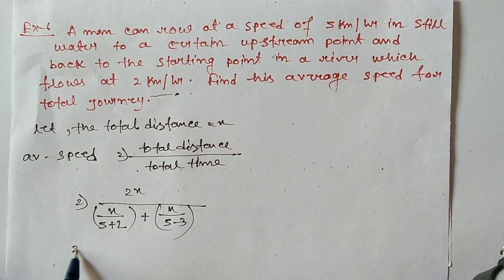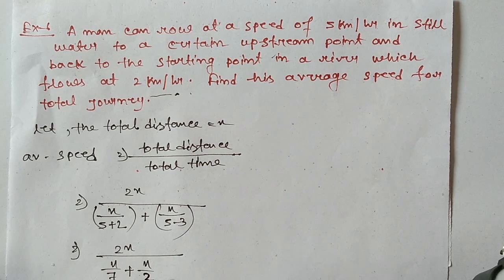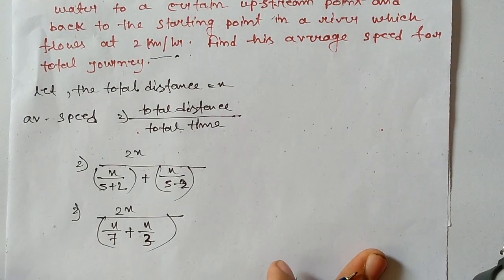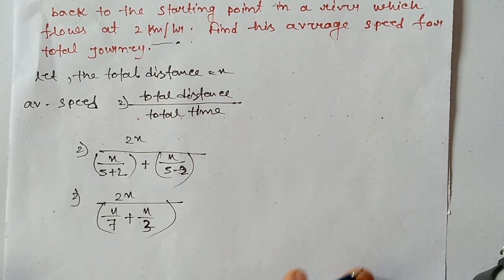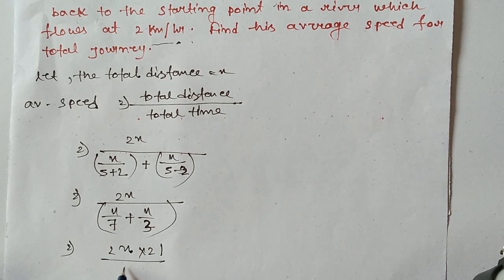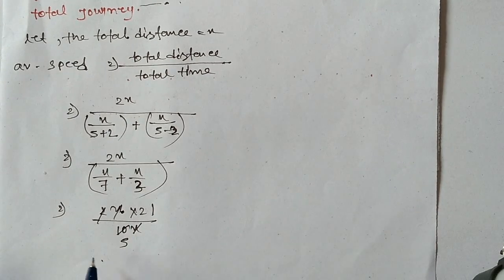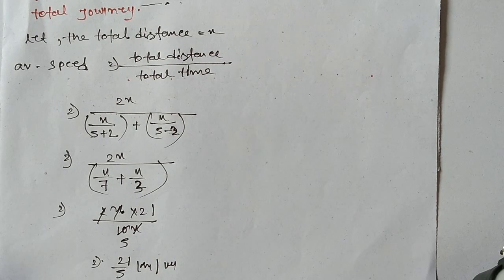So this gives us 2x by (x by 7 plus x by 3). By solving this, we have 2x into 21 by 10x. This is cancelled out by 2x, so our answer is 21 by 5 kilometer per hour. So this is the average speed.